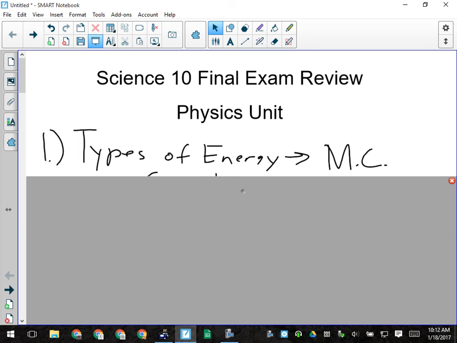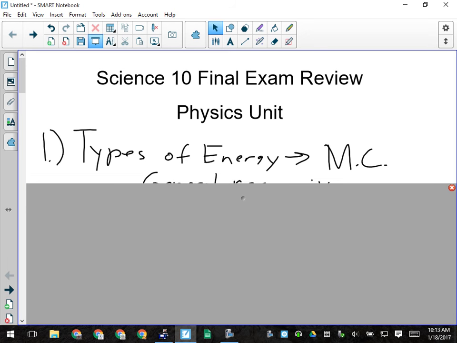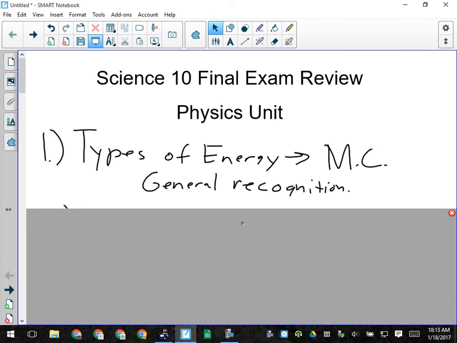Well, if a bowling ball is rolling, it's on the ground, right? One of the correct answers could be mechanical energy or kinetic energy. But it wouldn't have any potential because it's on the ground, and it wouldn't have any chemical because it's not going to catch on fire. Everyone follow? So be able to identify energy types from a multiple choice kind of question. It's just general recognition.